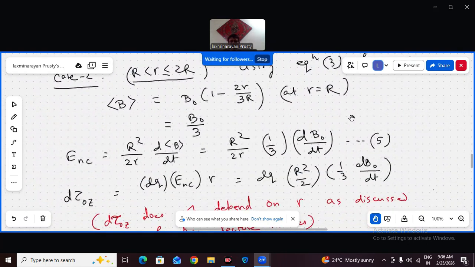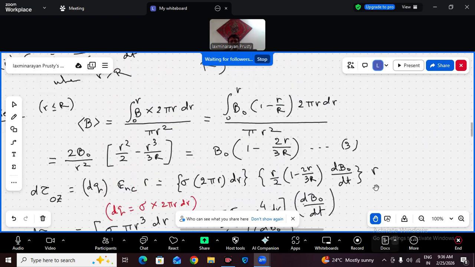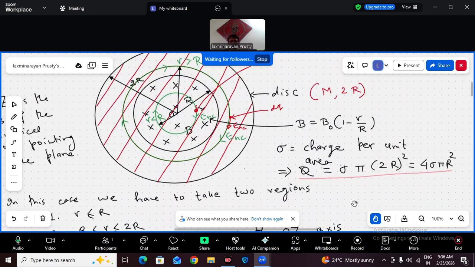So quickly we go through. ENC is R square by 2r dB average by dt, which is R square by 2r times 1/3 dB naught by dt. Very simple. This is simpler. Okay, so d torque is the component of elemental torque along OZ due to the outside region. What will I get? dq ENC into r. This dq, see the diagram. This dq.